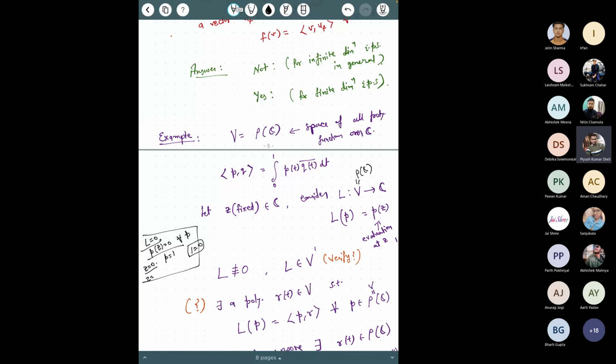So if P is 0, then that is a particular polynomial. But I'm saying that if L is 0, then that implies P of Z is 0. This should be true for all P, and you are checking for a particular P.